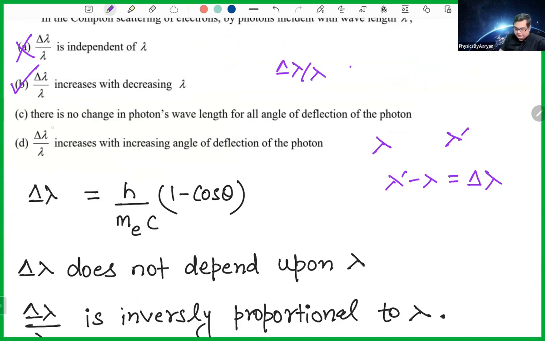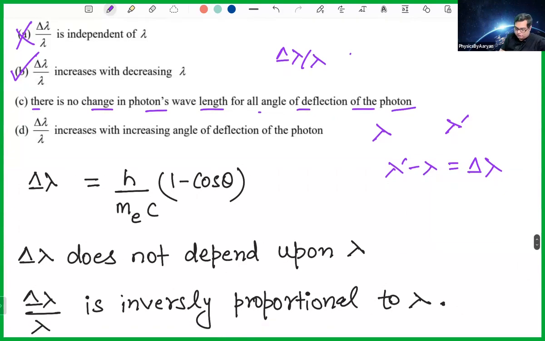Okay. Then comes the C option. There is no change in the photon's wavelength for all the angles of deflection of the photon. No. Photon's wavelength does change. That is the Compton scattering. Compton scattering clearly says that if your photon is coming, then photon's wavelength will change if it scatters.